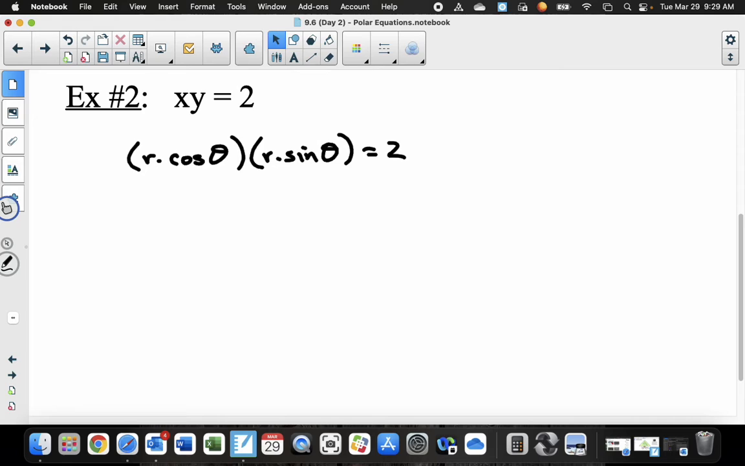Still equal to 2. Okay? So we took the x and the y out and substituted in the polar equivalent to those two. And now we start to clean this up. We're going to try to get, like I said, either r equals or r squared equals. If I multiply these two things together, there's not a lot that I can do, but I can at least multiply the r's. So we get r squared times the cosine of theta times the sine of theta.